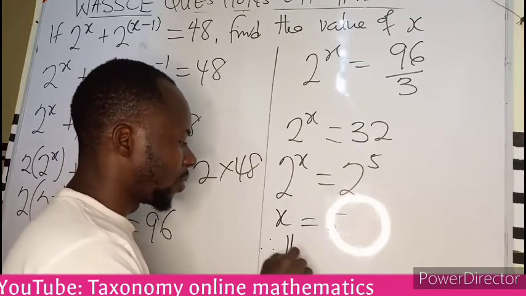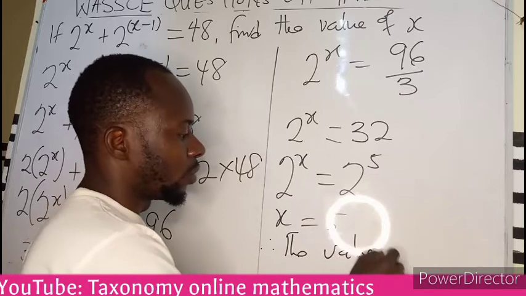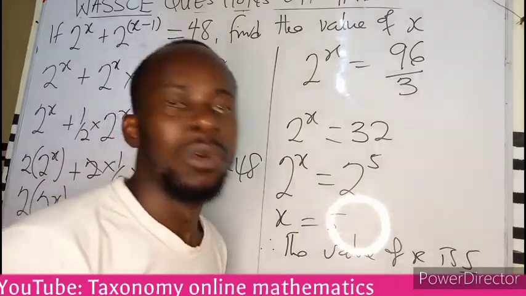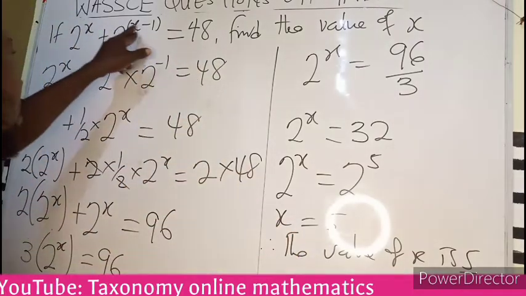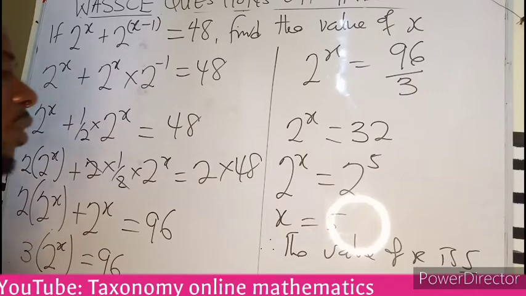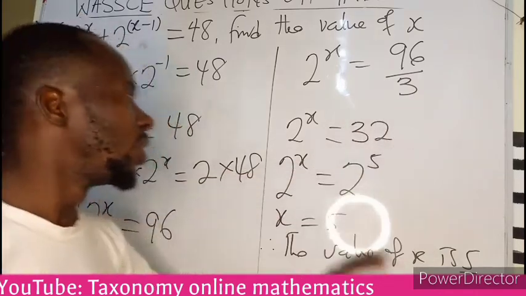So therefore, the value of x is just what? 5. So you can check back, put the value of 5 into these places and see if you can get the same answers we are having. So this is what you do.